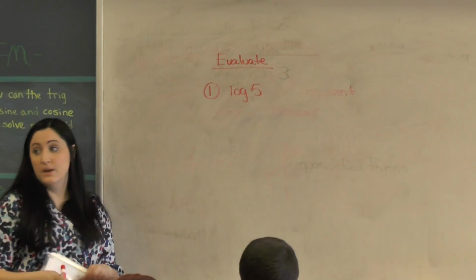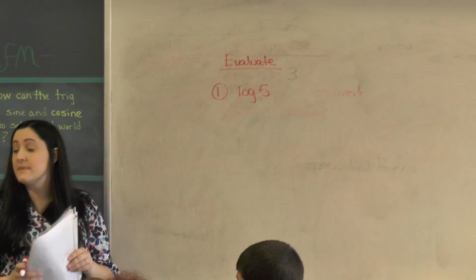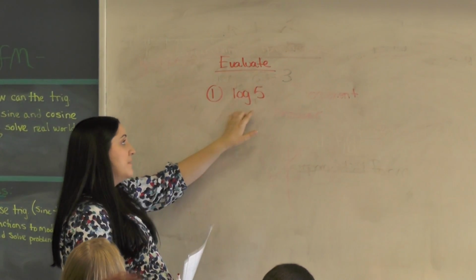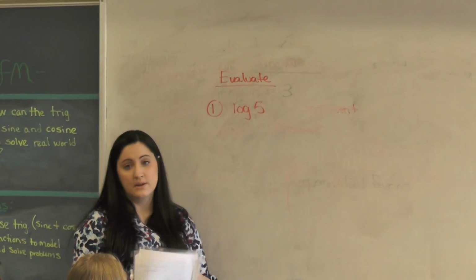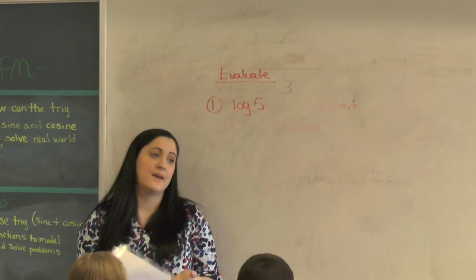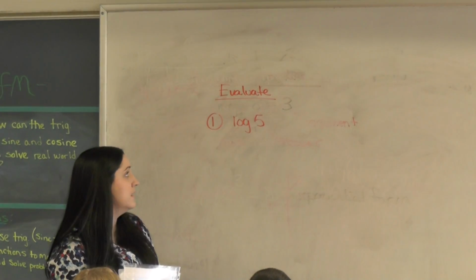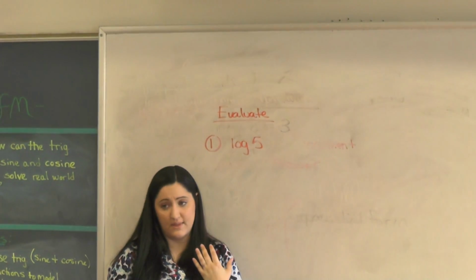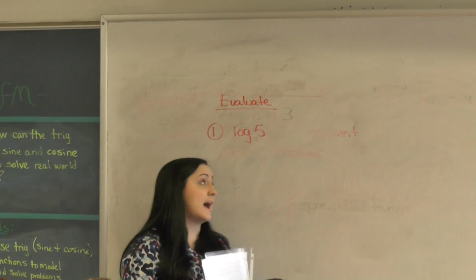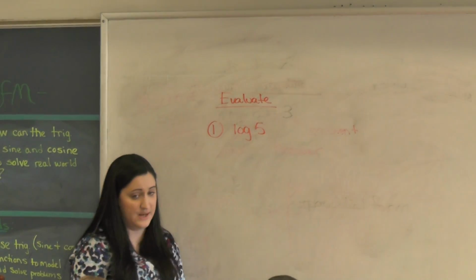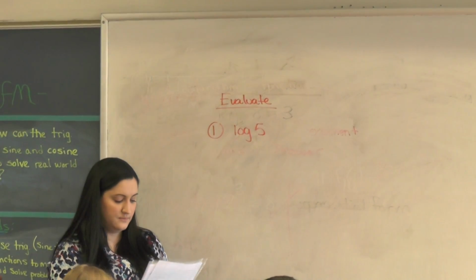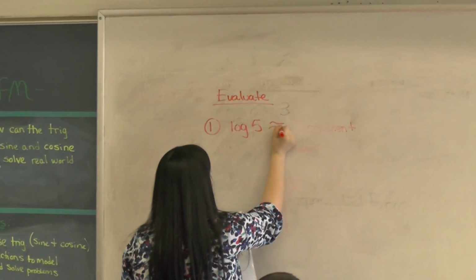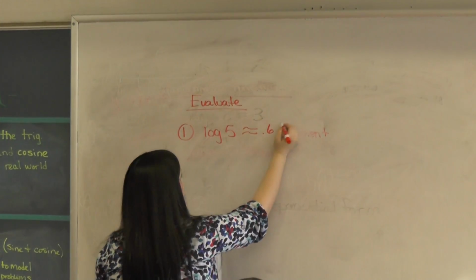Okay? You said it's understood as 10. Yes. The base is 10 if there's nothing written there. So this is log base 10 of 5. Okay, there is nothing off the top of my head. There's no whole number that I can come up with. There's going to be 10 to the power of something that's going to give me 5. There's no whole number that I can figure that out. In your calculators, you type log 5 and press enter. So it's approximately 0.699.